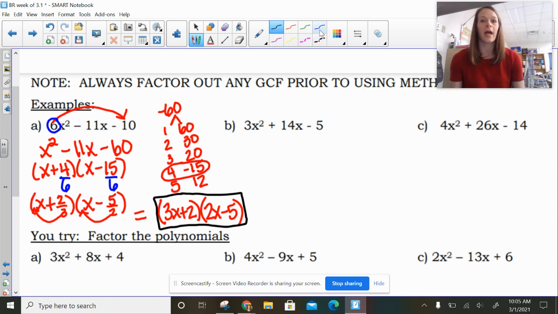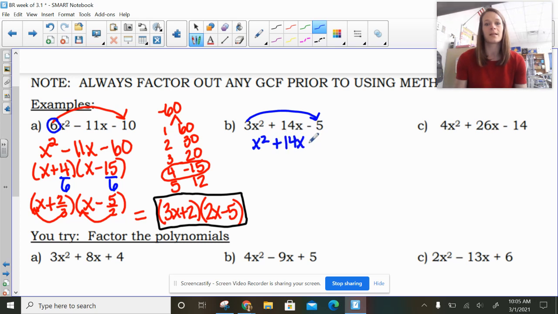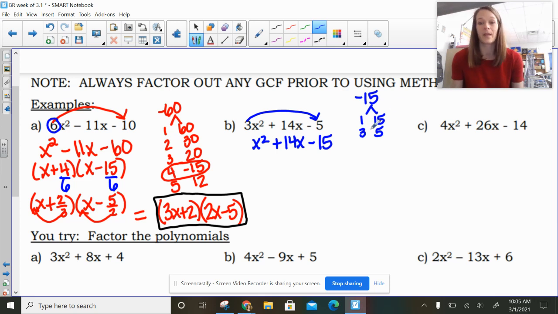All right, so let's look at one more example. Can we divide 3, 14, and 5 by the same number? No, we cannot. So I'm going to start by multiplying the 3 times the 5. That'll give me x squared plus 14x minus 15. Now I'm looking for factors of negative 15. So I know I have 1 and 15, 3 and 5. I think that's it, yep.